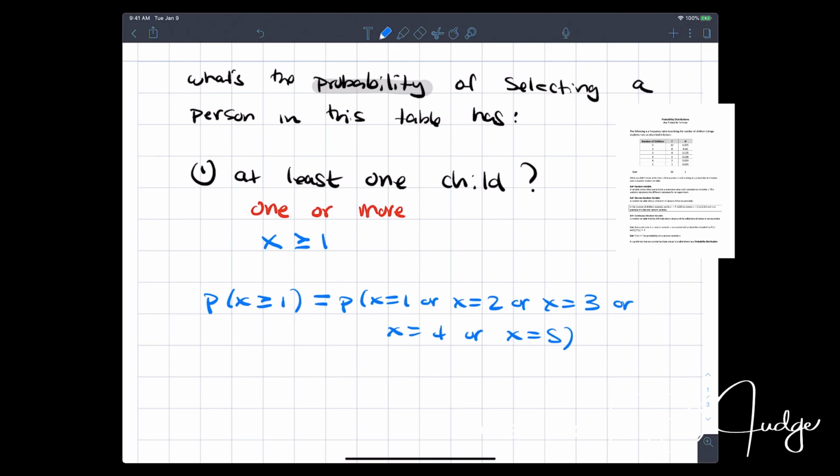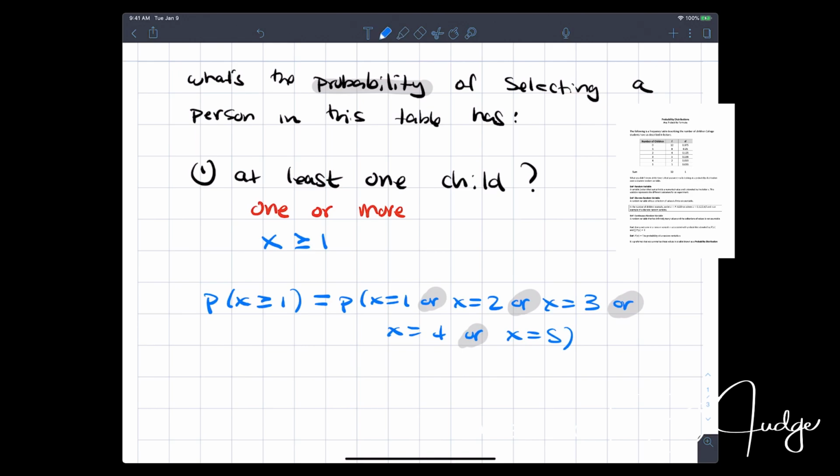Now you have a kind of slight problem here, right? If you guys remember this, what do you guys see? You see what? Or, and or. What you might be thinking here of is the addition rule. And if you're thinking the addition rule, you're right.